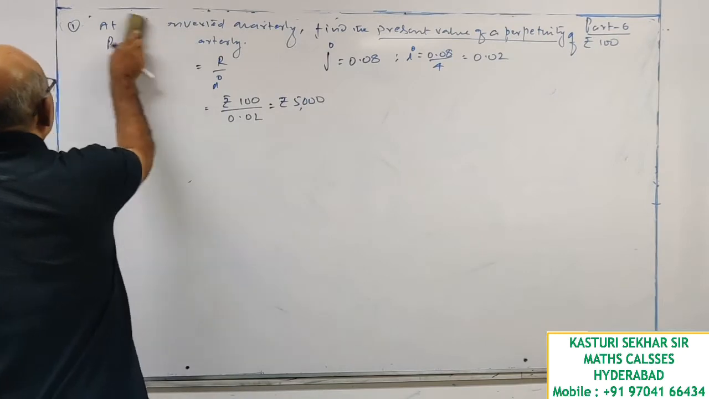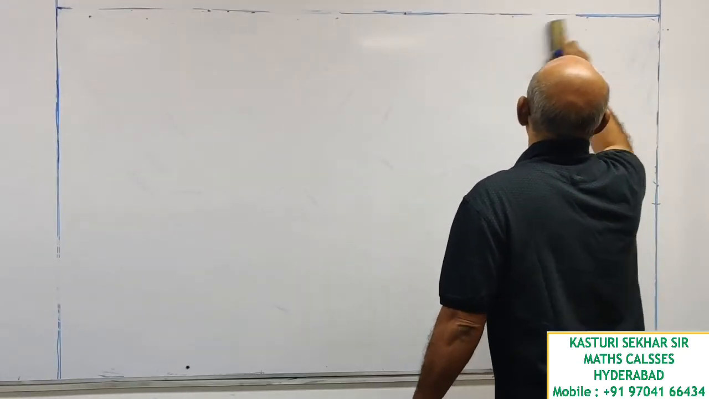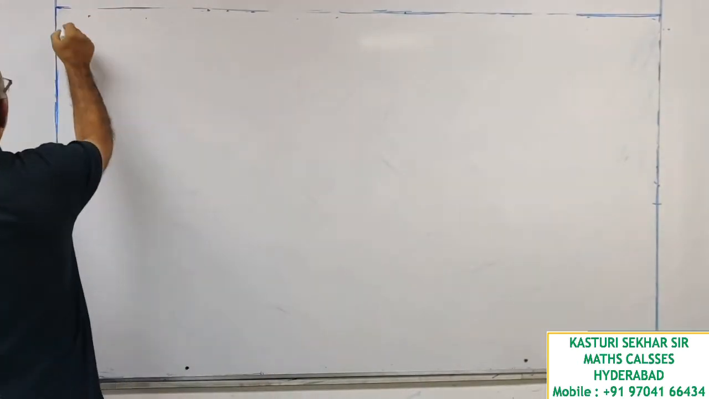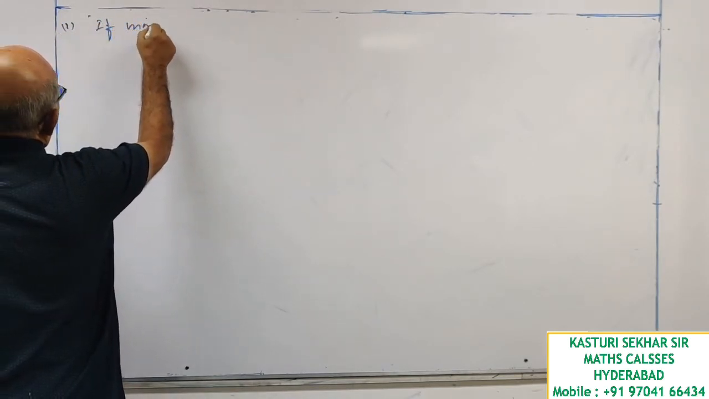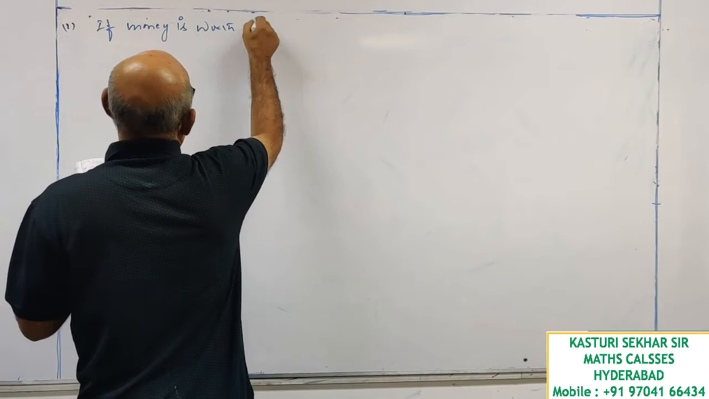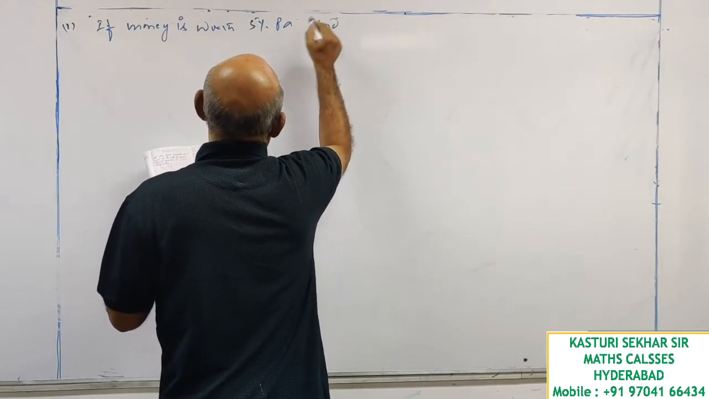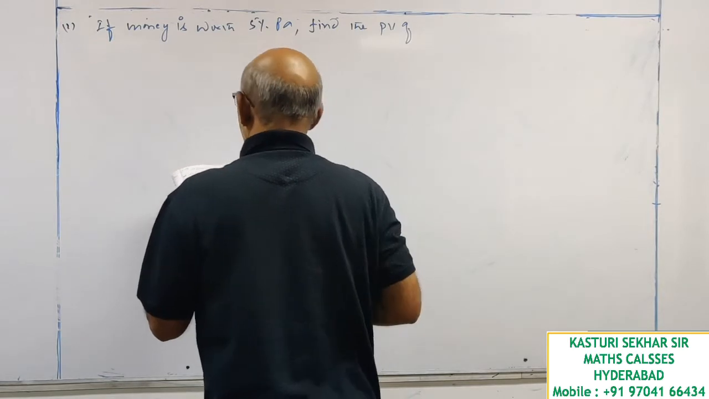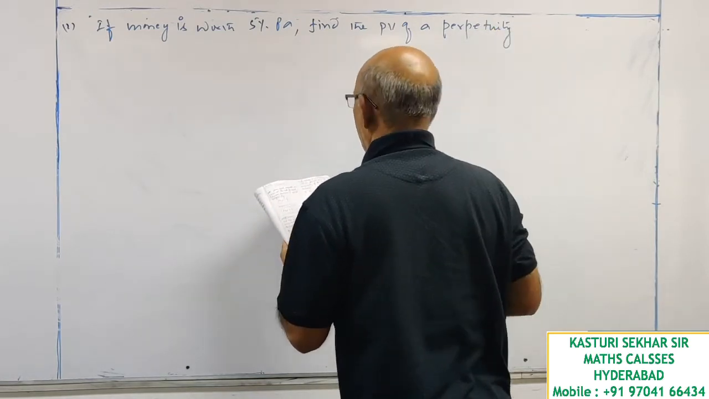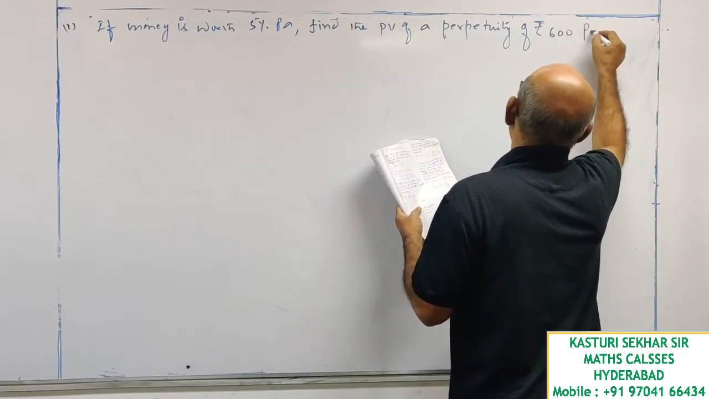Let's see the next question. If money is worth 5% per annum, find the present value of a perpetuity of rupees 600 payable annually.